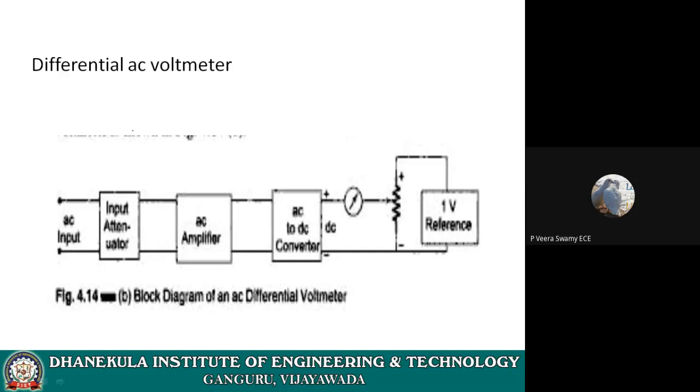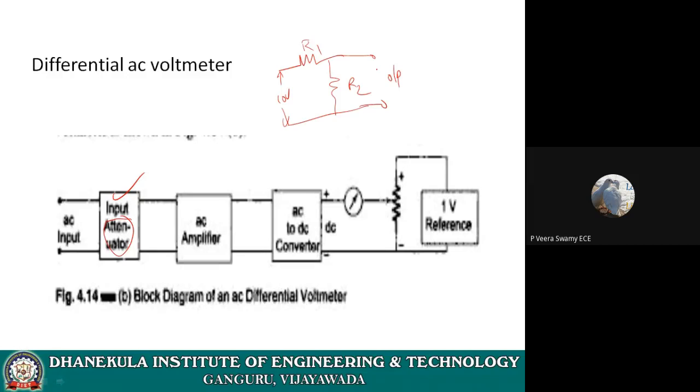Here, this is the differential AC voltmeter. See here, the input attenuator. What is the purpose of the attenuator? Any one of you? For example, this is the circuit of an attenuator. Here I am applying 10 volts. What happens to the 10 volts? What about the output here? By using this attenuator, is the input increased or decreased?